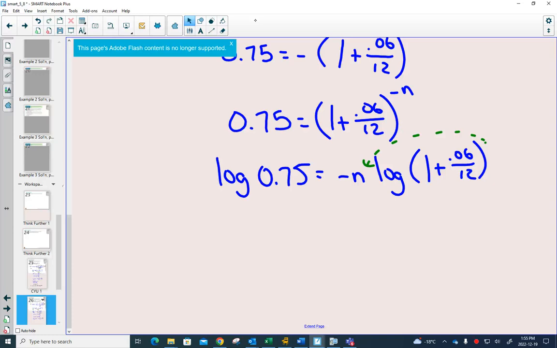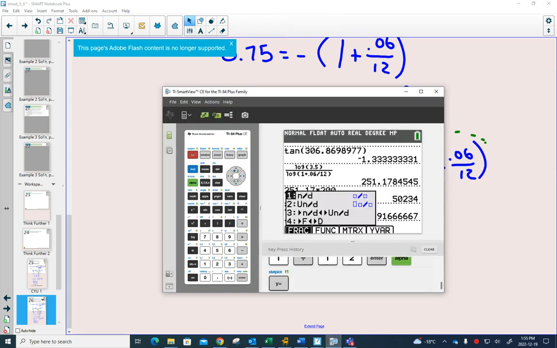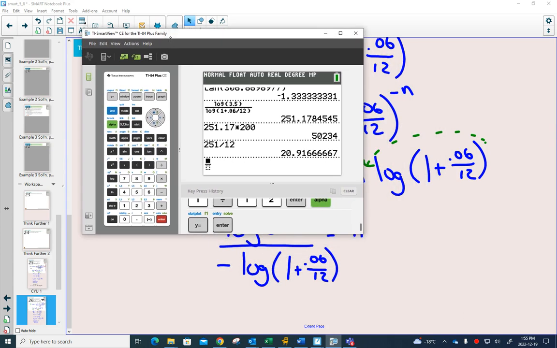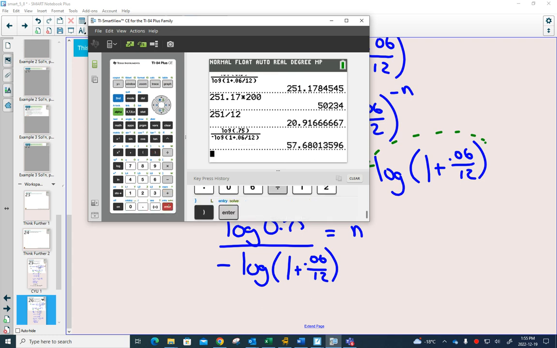And now we can get n by itself by dividing by the negative and the log of 1 plus 0.06 divided by 12, divided by negative log of 1 plus 0.06 divided by 12. I type this all in, I push enter, and n is 57.68.